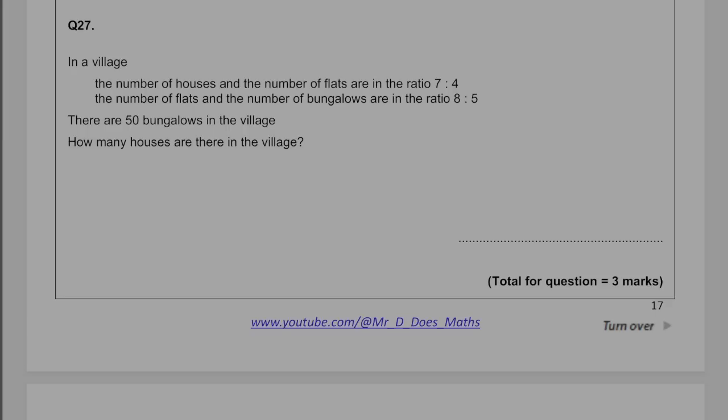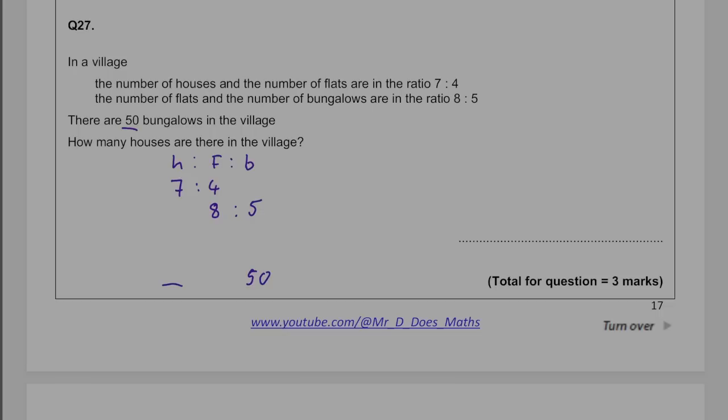So if I combine these, if I say that houses are going to be H, flats are going to be F, and bungalows are going to be B. Houses to flats are 7 to 4, so 7 there and 4 there. And then flats to bungalows are 8 to 5. And I'm told that there are 50 bungalows, and I want to work out how many houses there are.